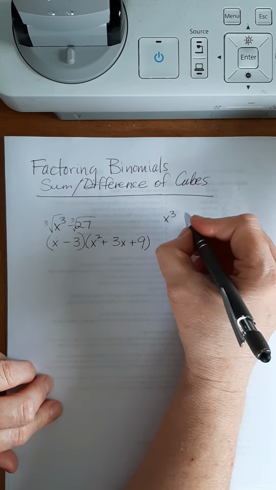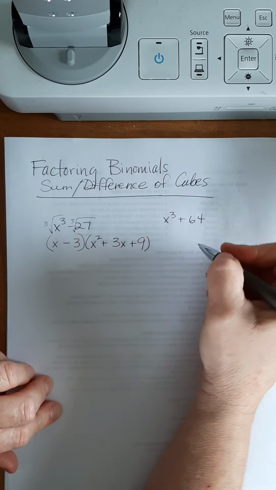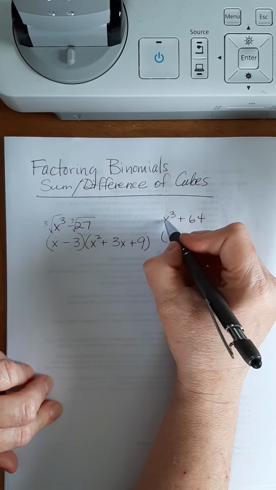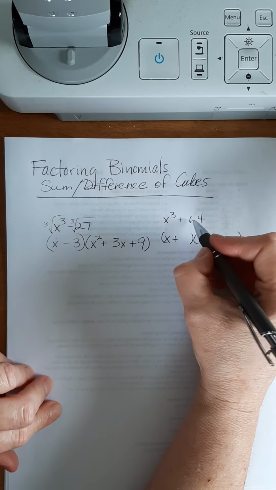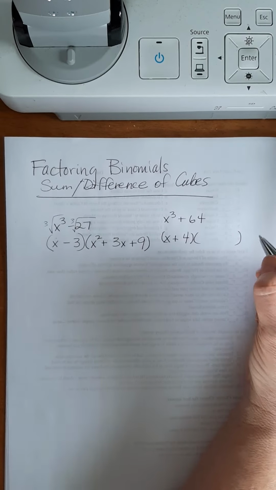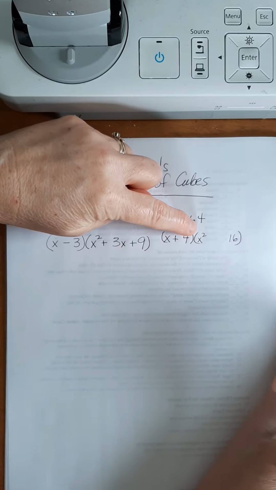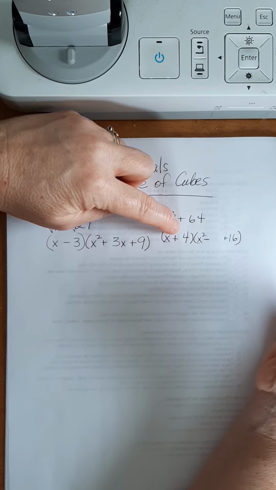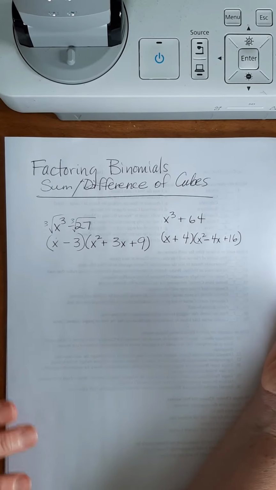Now let's do another one. What about x cubed, we'll do an adding this time, plus 64. Same thing. Smaller parentheses followed by larger. Cube root of each of them. So x, remember, bring down the sign. Cube root of 64, 4. And then follow your pattern. Square the first one. Square the last one. Opposite sign, always plus. Multiply to get 4x.